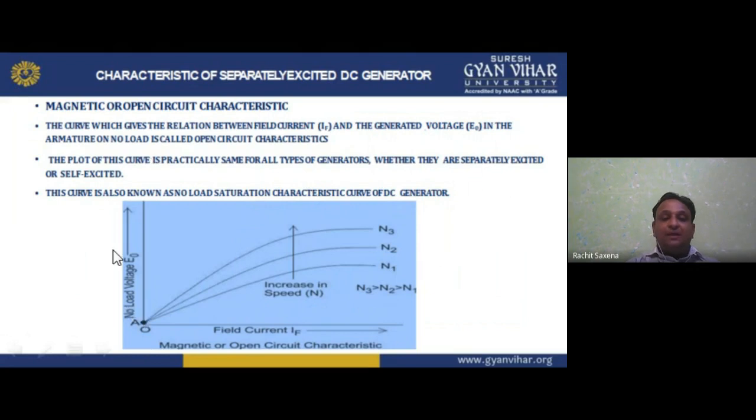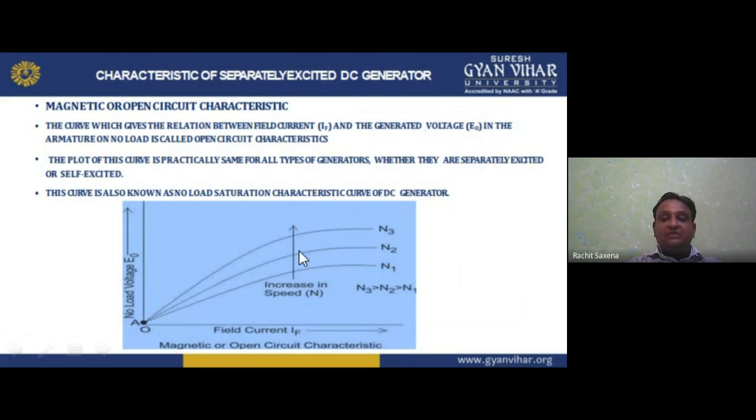Now see here. On the y-axis, we are plotting E0, that is the induced armature voltage, and on the x-axis, we are plotting the field current. At various speeds, we have different curves. Here N1 is less than N2, N2 is less than N3. In N1, we have the flux linear, then some saturation. In N2, we have a higher value. After this, we again have saturation.